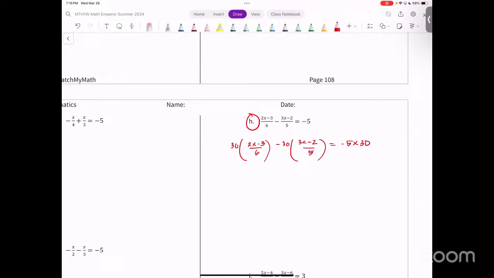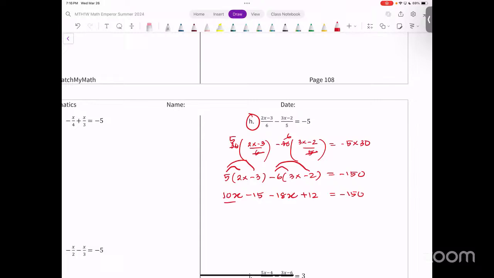All right. First step, we're going to simplify this, so it's going to be 5. We're going to simplify that, it's going to be 6. Now we're going to multiply. If I rewrite it, 2x minus 3 minus 6 times 3x minus 2 is equal to negative 150. We need to multiply inside the bracket: 10x minus 15, negative 18x, positive 12. Why is it positive 12 and not minus 12, sir? Okay. Now 10x minus 18x is negative 8x. Negative 15 plus 12 is negative 3, equal to negative 150.